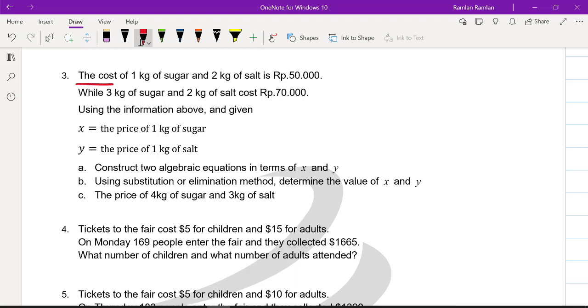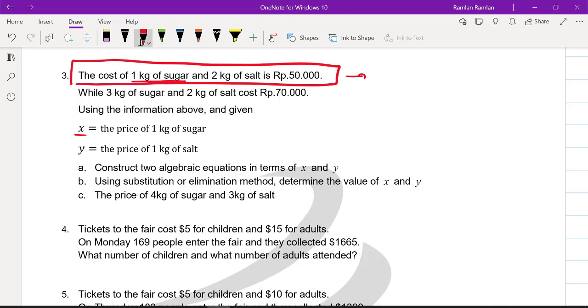So let's convert this sentence into an algebraic equation. Now we already know that x is the price of 1 kilogram of sugar, so 1 kilogram of sugar is just x, right? And y is the price of 1 kilogram of salt, so if you have 2 kilograms of salt, it's just 2y. So if you add them together, the cost of 1 kilogram of sugar and 2 kilograms of salt is equal to 50,000 rupiah. Okay, so that is the first equation.